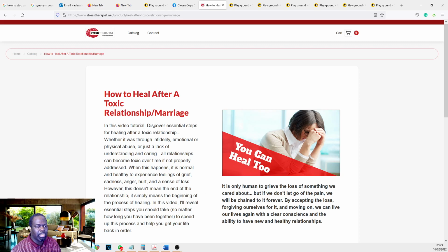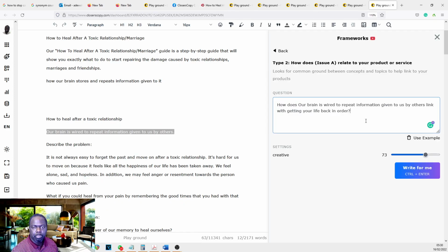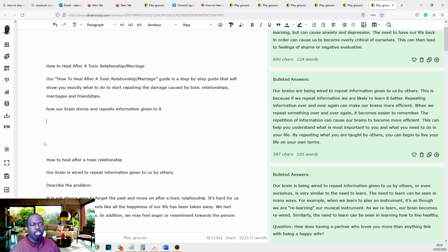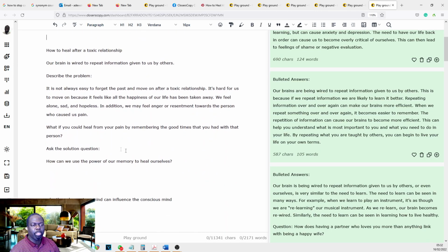So in this case, getting your life back. So how does our brain wired to repeat information given to us by others link with getting your life back? The goal of this particular framework is to create a link between the pain points we just described and help the clients gain an insight to see how they can achieve this, and then see how your products actually help them achieve this. So this is another way you can coax ClosersCopy to give you the information you need.